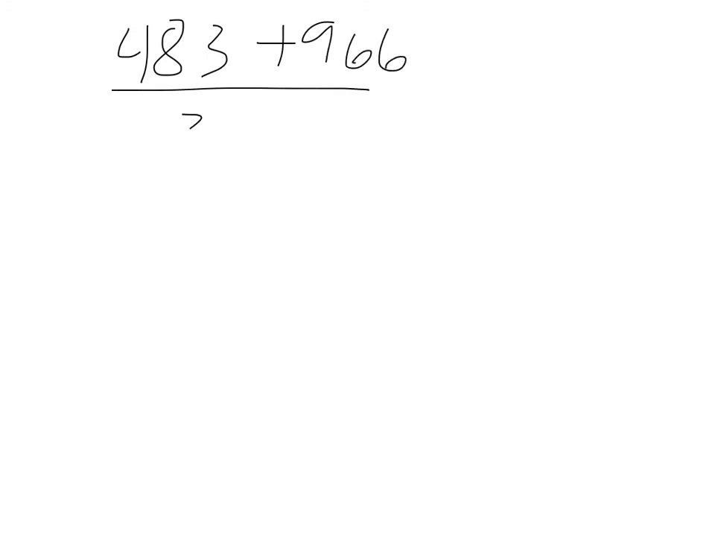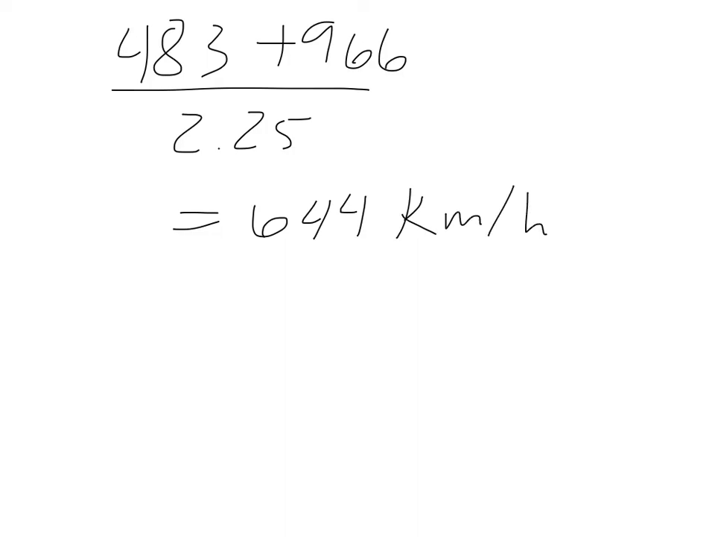Now the average speed is something that you could get wrong if you're trying to do this too quickly. Remember that speed is distance over time, not displacement. So in this case we're going to have 483 plus 966, and we divide that by the 2.25 hours. And so we're going to get an average speed of 644 kilometers per hour. Please note that this is just a magnitude because speed is a scalar quantity. There is no direction component.